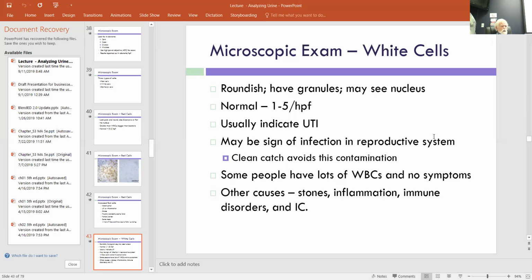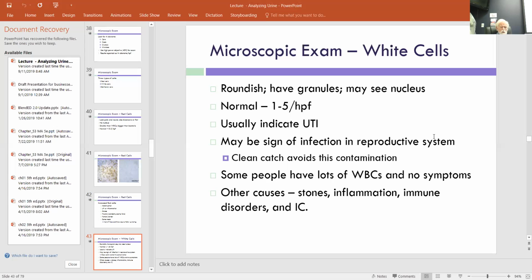So usually we have a few, 5 or less, in that high power field. So you won't see a whole lot of them. Usually they're indicative of a UTI. It's a response. The infectious agent is there. The immune system is mobilized. That's a white blood cell system. Bingo. And then they get cleared out.